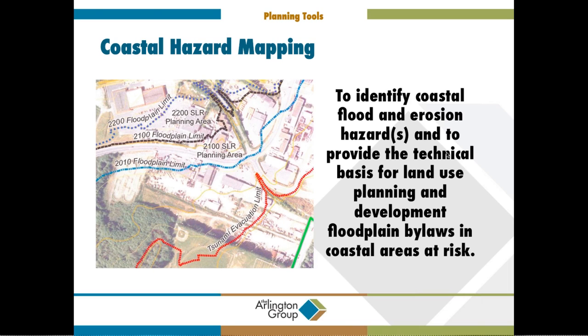Coastal hazard mapping is a second planning tool we've identified. As I say, we have a long history of using coastal hazard mapping. This is an example from Campbell River, where there's been some fairly recent work to update coastal hazard mapping. But the key here is identifying flood and erosion hazards and providing the technical basis for land use planning and developing bylaws in floodplains and coastal areas at risk.